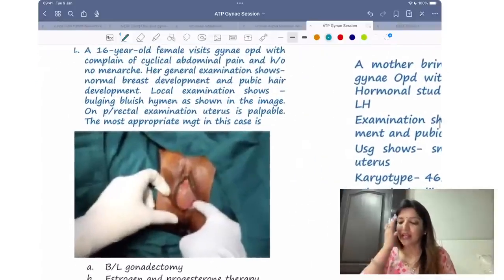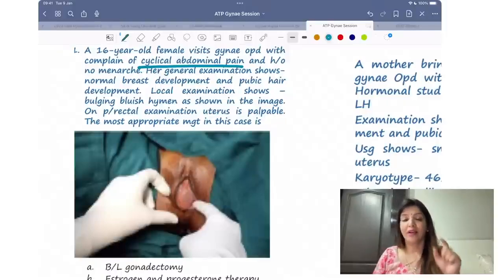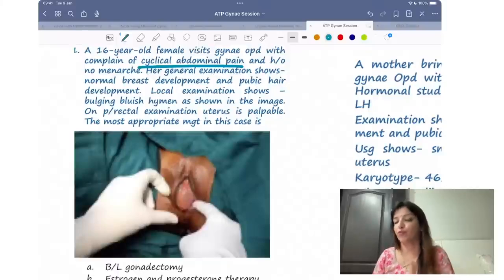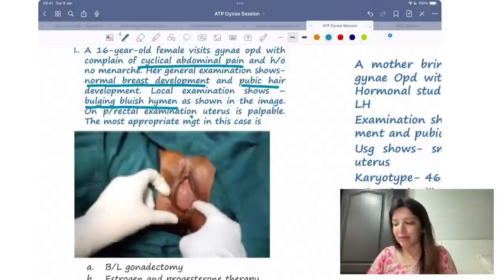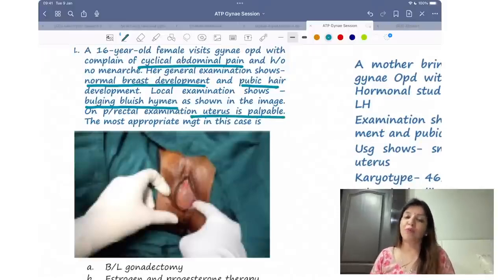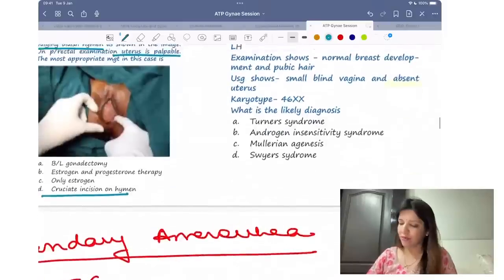तो ये देखो. A 16-year-old female visits gynae OPD with complaint of cyclical pain in abdomen. जैसे ही उन्होंने बोला cyclical pain in abdomen, what do you think about? You have to think about cryptomenorrhea. And cryptomenorrhea में most common cause कौन सा होता है? Imperforate hymen. Her general examination shows normal breast development, normal pubic hair development. Local examination shows bluish bulging hymen. Per rectal examination में uterus is palpable. Most appropriate management. What is the management of imperforate hymen? Cruciate incision. हो गया question? Done. Next PYQ.